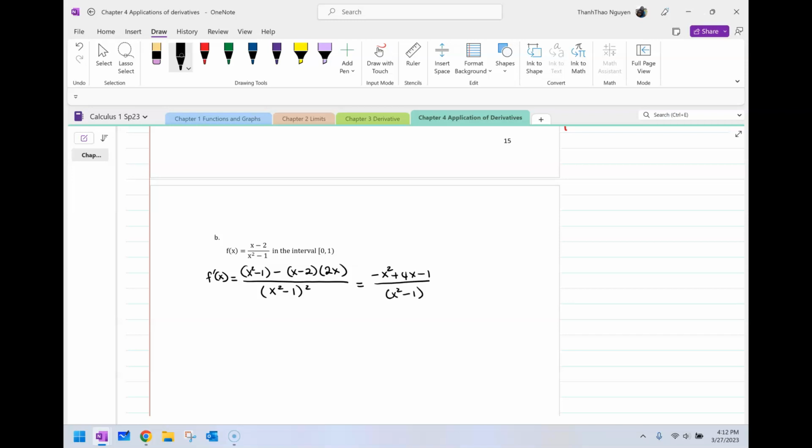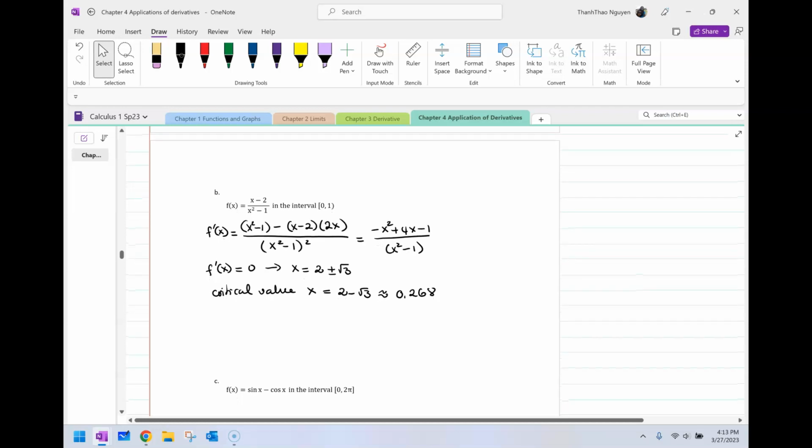So for the critical value, f'(x) equals 0. We will use the quadratic formula to solve this. This gives us x equal to 2 plus or minus root 3. So the critical value in this case is x equal to 2 minus root 3, because that is in the interval from 0 to 1. So this is about 0.268.